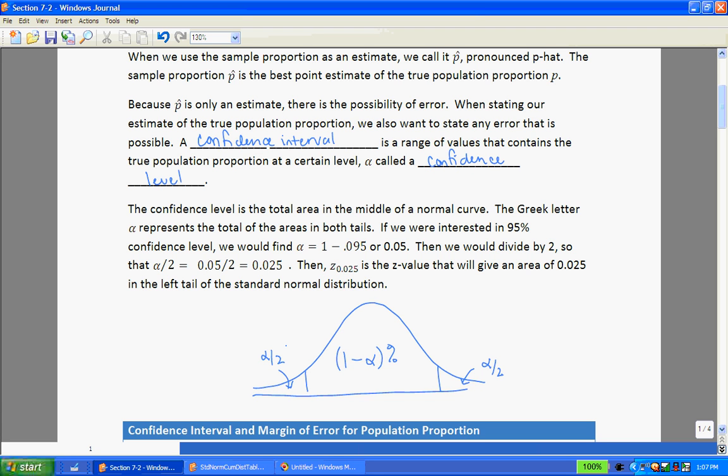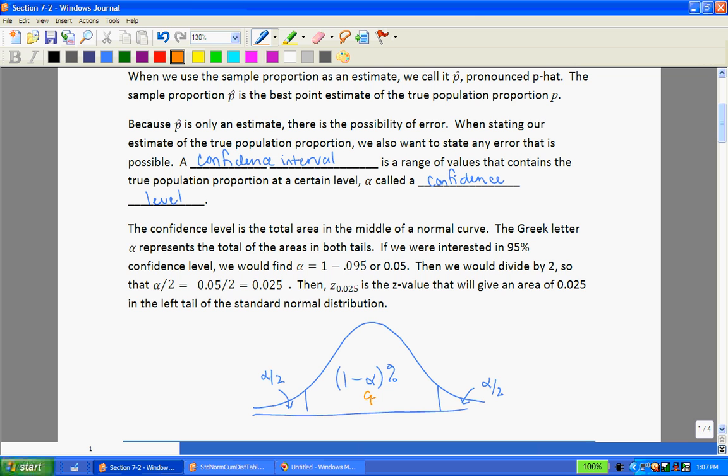So let's say we're interested in a 95% confidence level. That means 95% is right here in the middle, for example. Well, that leaves 5% left over, because remember, our total area under a standard normal curve is 1. Well, it's not 5% on each end, it's 5% total. So that means this end would be 2.5%, and this end would be 2.5%. So that's where we're dividing that alpha by 2.